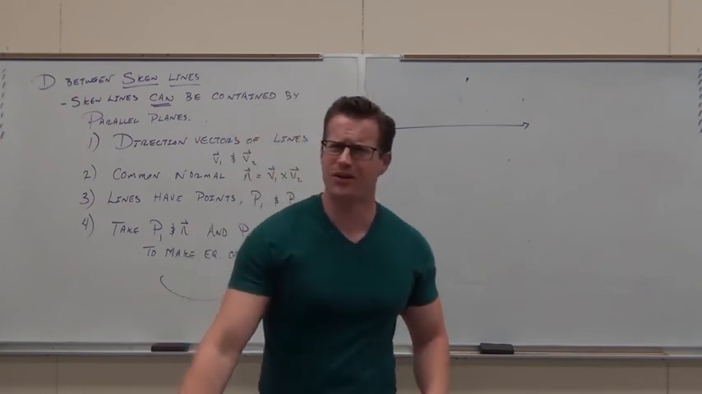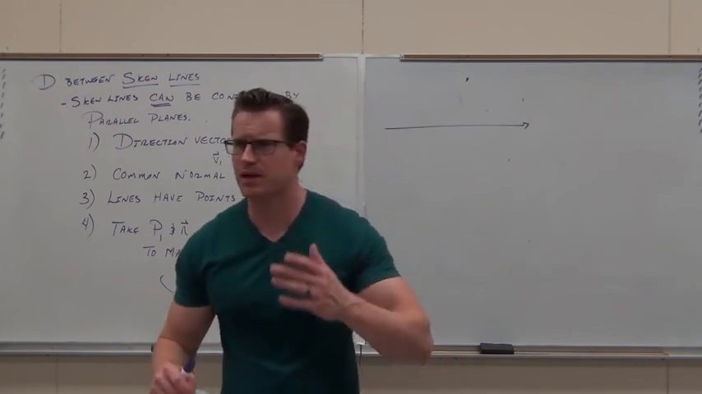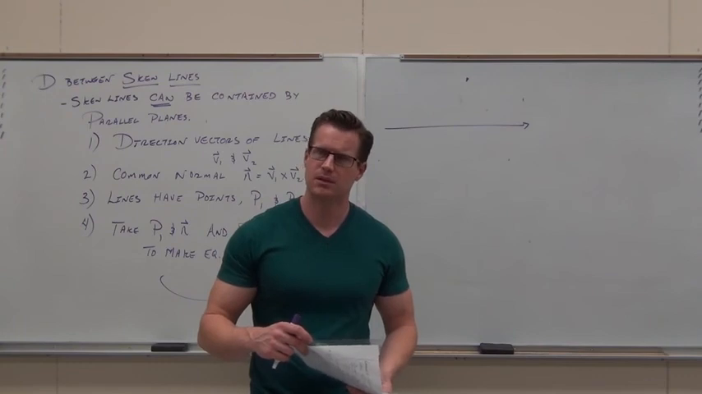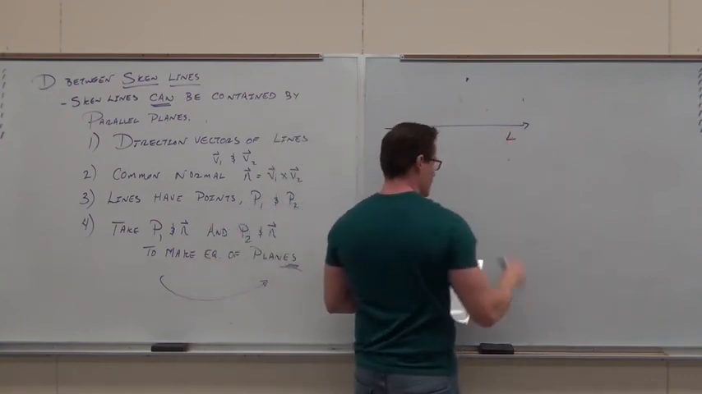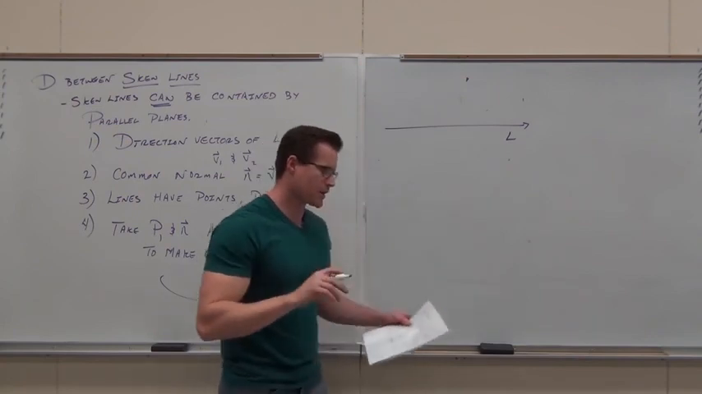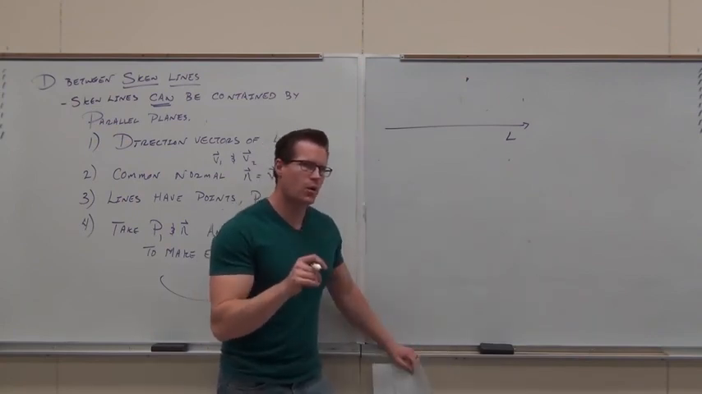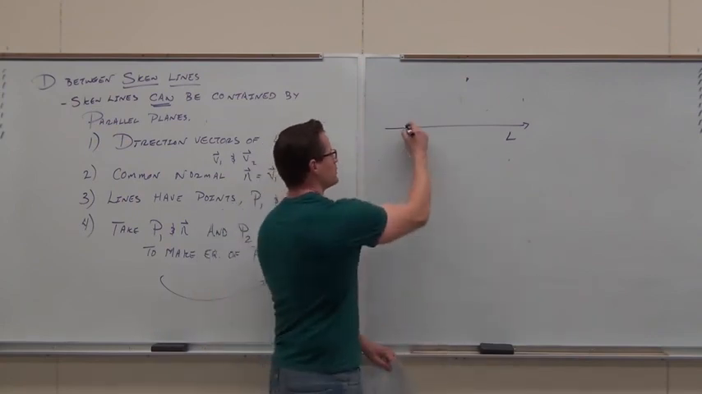Doesn't seem so hard, but consider that the line's going through space. And you go, how would I do that? Here's the idea. If that's our line, number one thing I want to do, I want to put a point on the line. We'll call it Q.